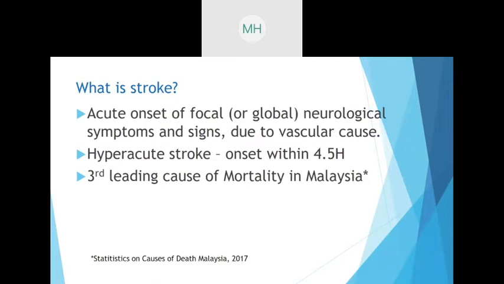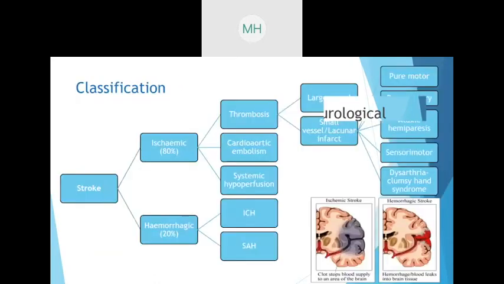All right, so how to classify stroke? Generally, stroke can be classified as ischemic or hemorrhagic. The majority come with ischemic, about 80%, and the rest, 20%, is hemorrhagic. Hemorrhagic can be further divided into intracerebral hemorrhage, which is commonly due to hypertensive bleed, and also SAH or subarachnoid hemorrhage due to, for example, a ruptured aneurysm or AVM.